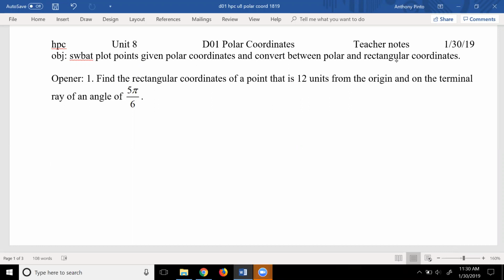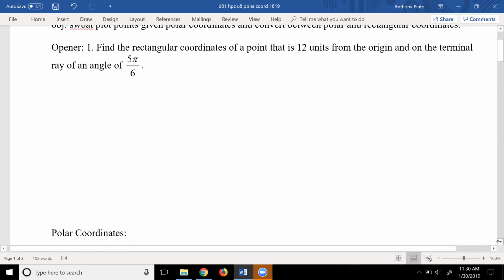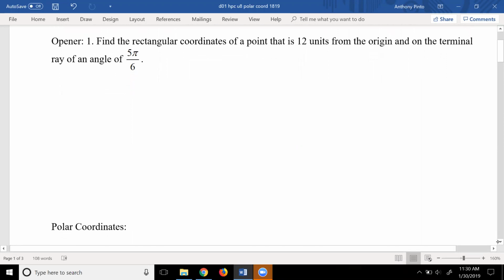So I figured we'd just launch right into our regularly scheduled notes for the next unit so that we don't get behind. Today is going to be called polar coordinates. This is a new concept that we have not learned anything about, but we do have the skills to be able to do it.